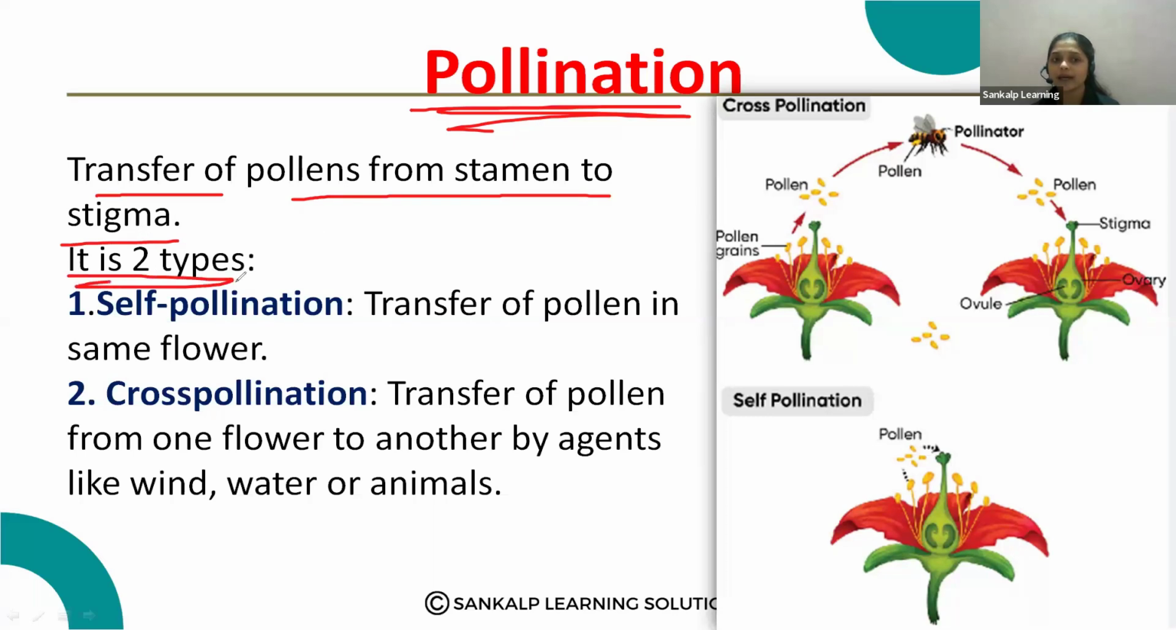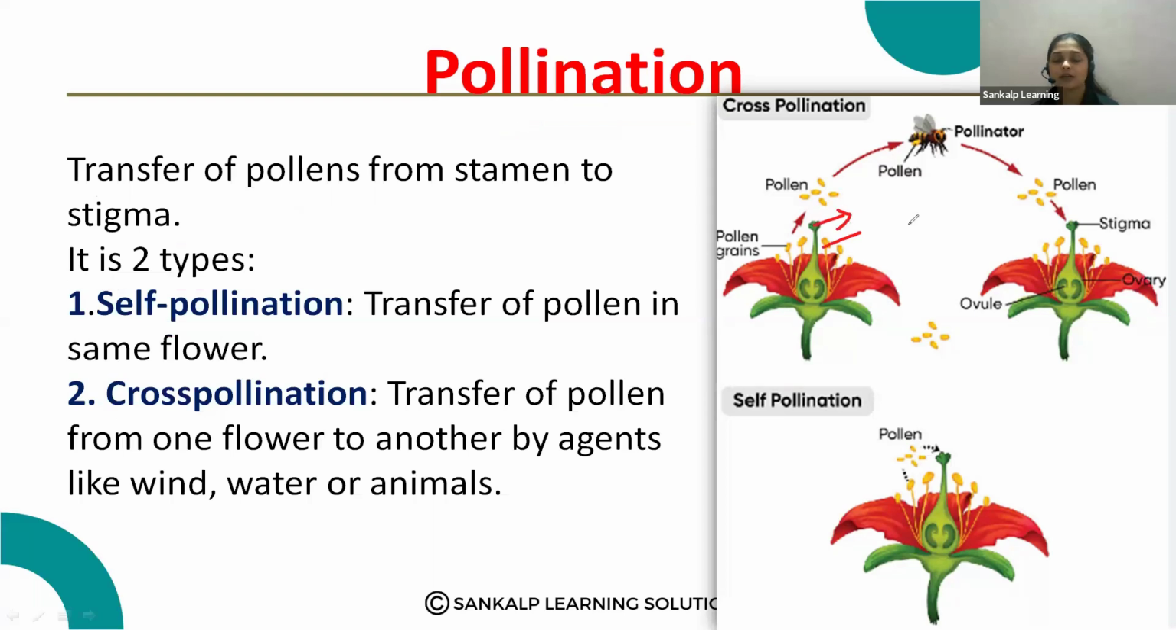In pollination, there are two types: self-pollination and cross-pollination. Self-pollination means what? In a flower, pollen grains are produced and the female reproductive structure is also present, and they mature at the same time. Pollen grains are produced and the stigma is also ready to receive them. Here you can observe self-pollination: transfer of these pollen grains to the stigma of the same flower.